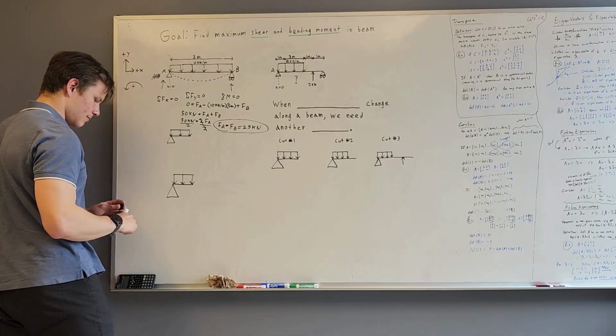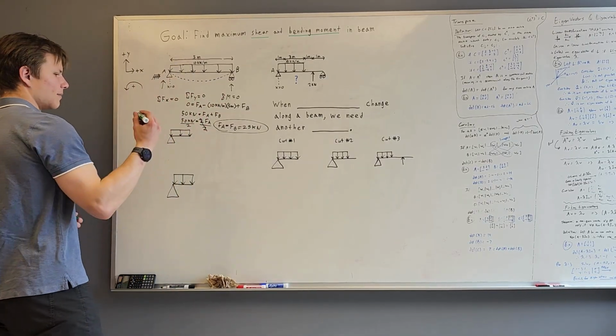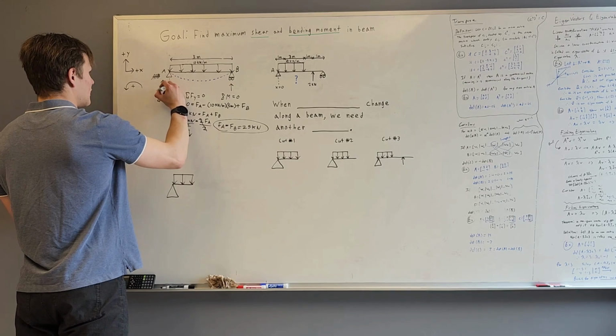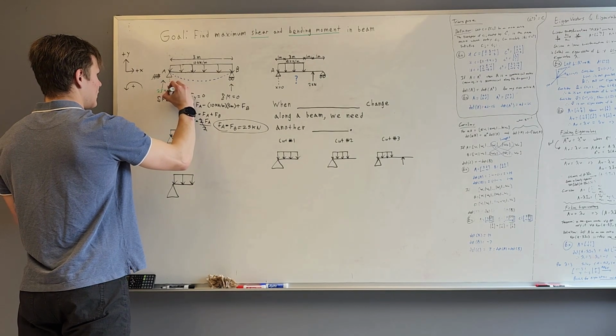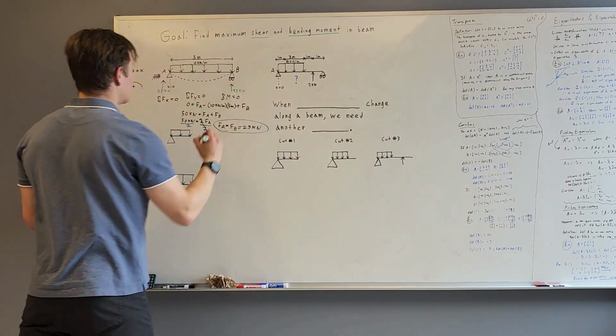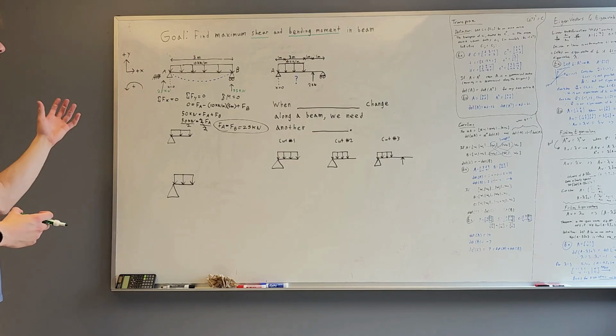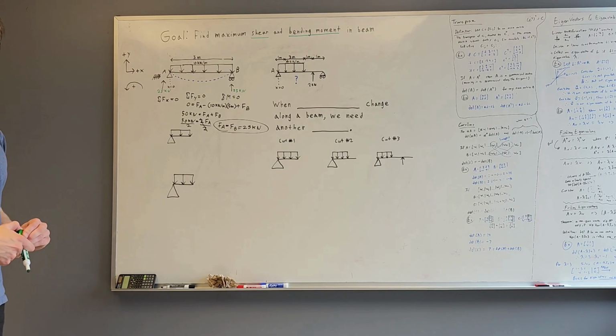And I'll mark that here in blue. Actually, I'll use green, just to show that these are values that we've calculated. 25 kilonewtons, 25 kilonewtons there. Okay, so these are likely problems you've seen before. We found our support reactions. So now this is where the internal forces come into play.